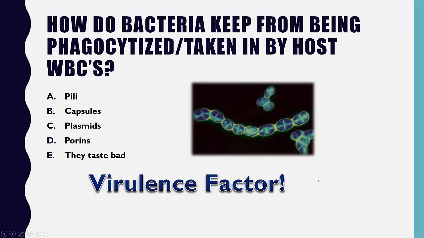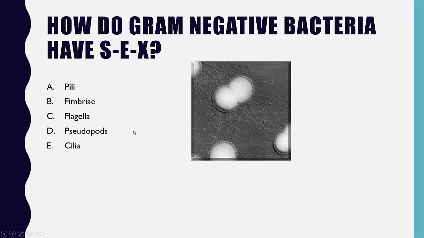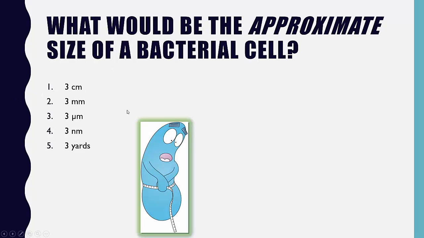How do bacteria keep from being phagocytized, taken in by host white blood cells? It's a virulence factor. Pili, capsules, plasmids, porins, or they just taste bad. Capsules. This is a streptococcal organism, and you can see the capsule in yellow. It hides them. What do gram-negative bacteria have to exchange DNA? Pili, fimbriae, flagella, pseudopods, cilia. Something called pili.